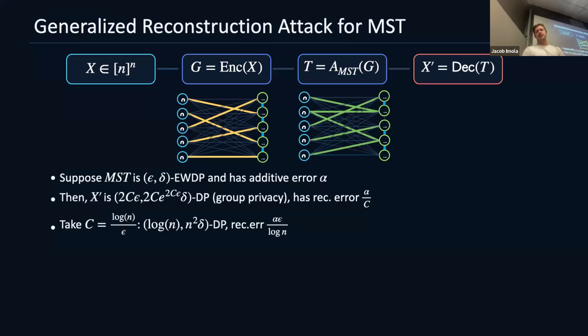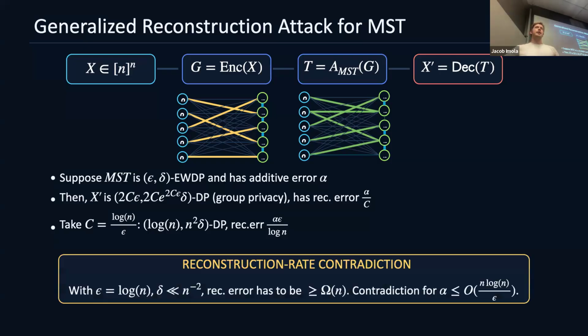And the reconstruction error is going to be alpha over C. We saw that in the last slide. So now we finally pick this number C. It's going to be log n over epsilon. And this will give us an algorithm which satisfies log n differential privacy and log n squared delta differential privacy. And its reconstruction error is alpha epsilon over log n.